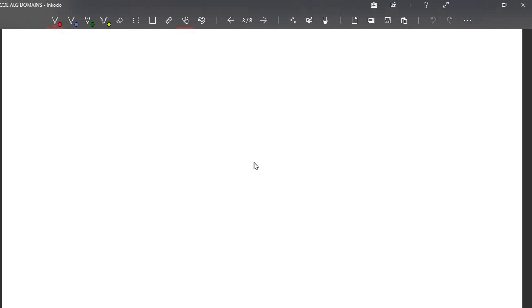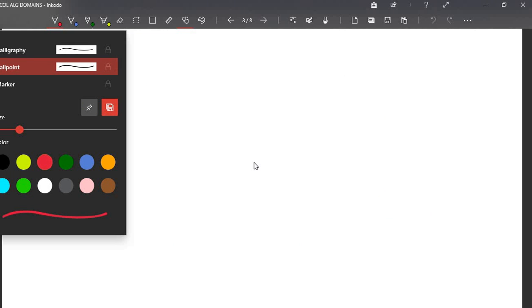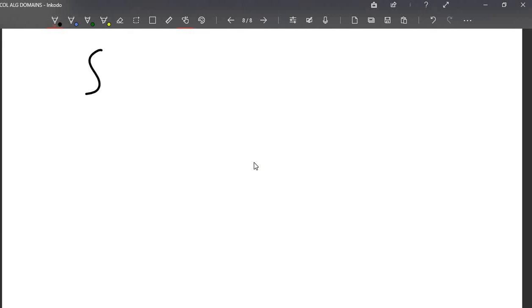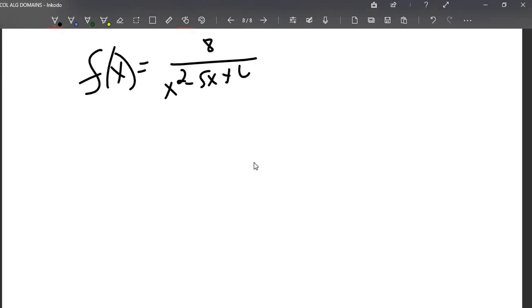Now, those were factored for you. We're going to have to factor most of them ourselves. So let's just take a function. Let's say we got 8 over x squared minus 5x plus 6. The first thing we're going to do is factor our denominator. So always factor your denominator. This one factors into x minus 3, x minus 2.